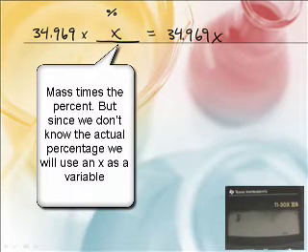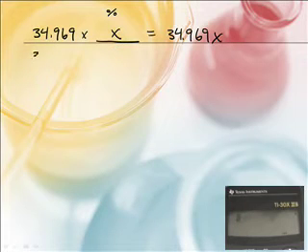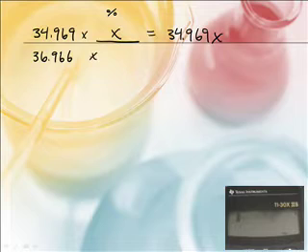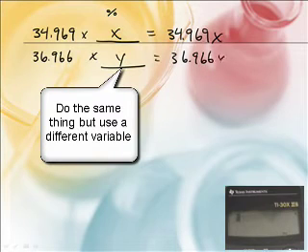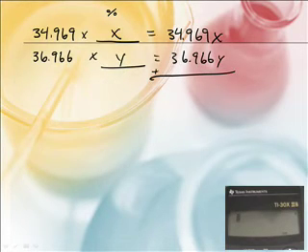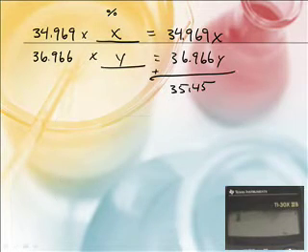And then the other one weighs 36.966, and we'll multiply that by Y. So that will be equal to 36.966Y. Now we add these up. What do they add up to? 35.45.